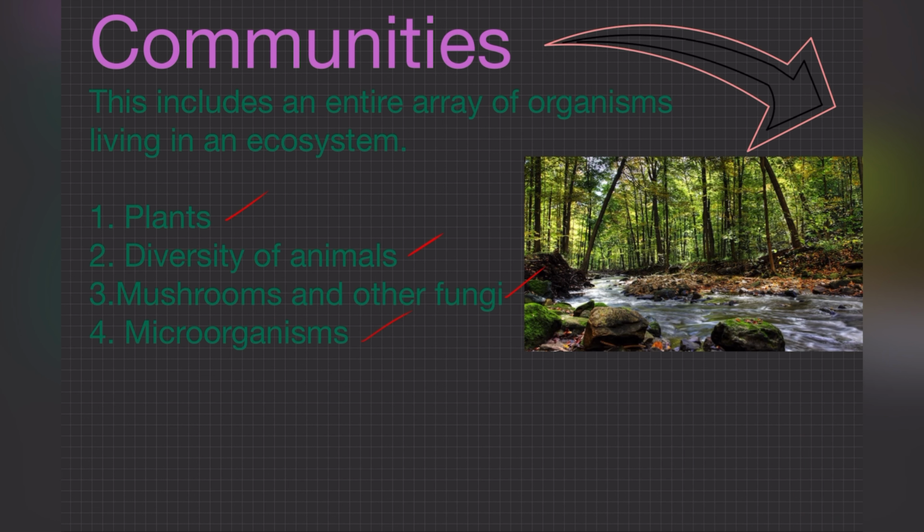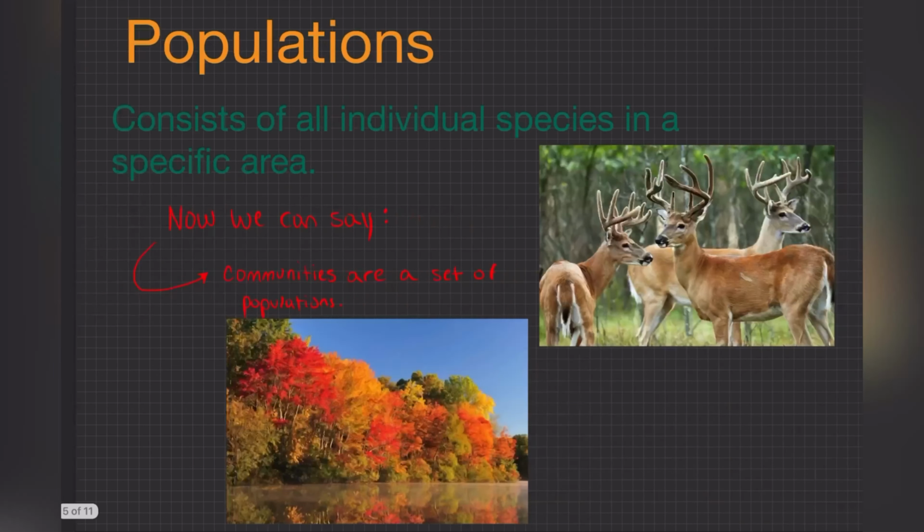So within a specific area, we can consider the fish that are in the water, the trees, and maybe this fungus or mold or some type of moss that's growing, all living things in one area.